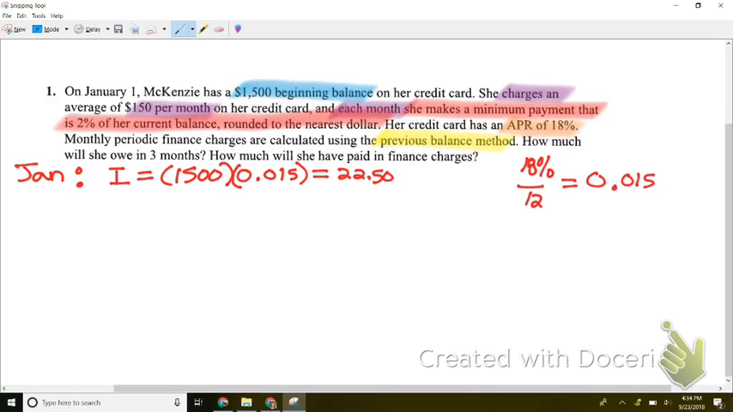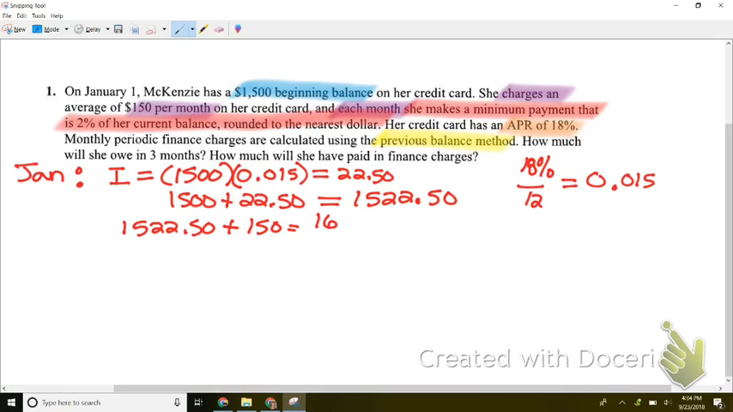We'll add that into her previous balance, which was $1,500. And now her balance, including that finance charge, is $1,522.50. She's going to make an additional purchase worth $150, which now brings her balance up to $1,672.50. She pays 2% of that, rounded to the nearest dollar.